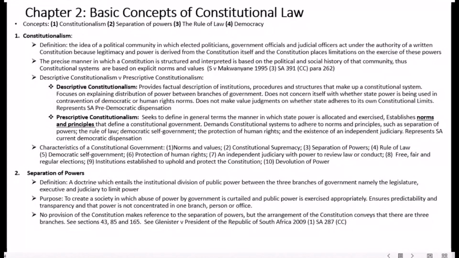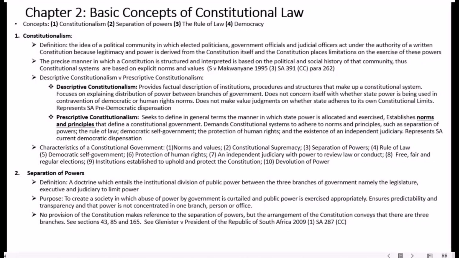The first being descriptive constitutionalism. And with this, what we mean is that it basically just provides a factual description of institutions, procedures, and structures that make up a constitutional system. It focuses on explaining the distribution of power between the branches of government. It does not concern itself with whether the state power is being used in contravention of democratic or human rights and norms. It does not make value judgments on whether the state adheres to its own constitutional limits.